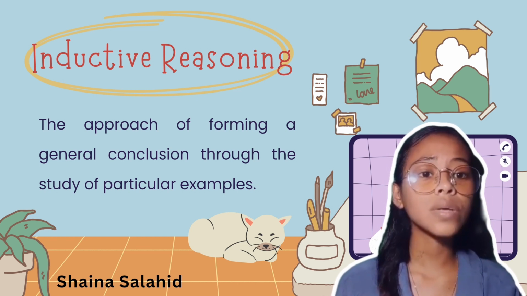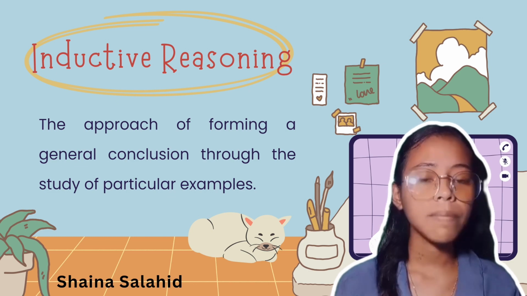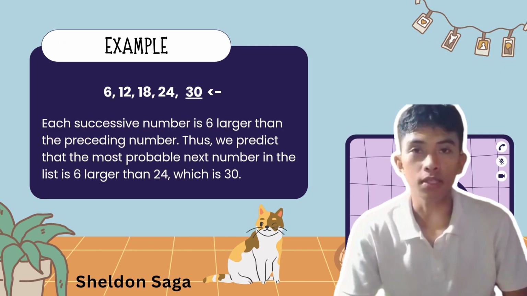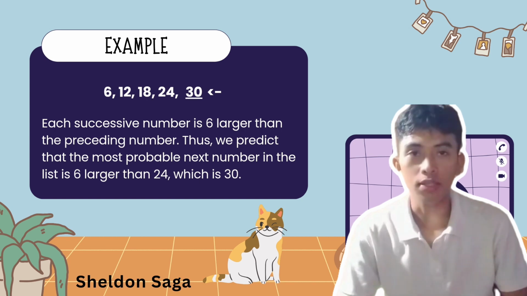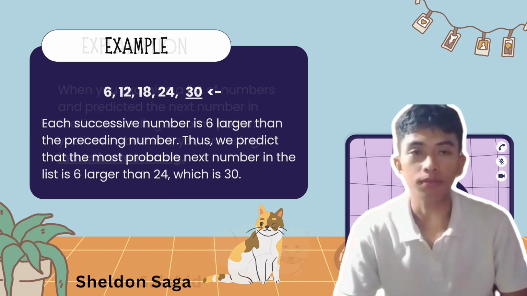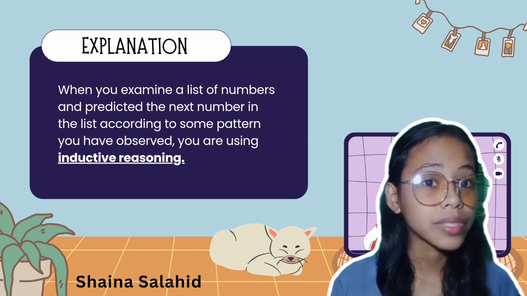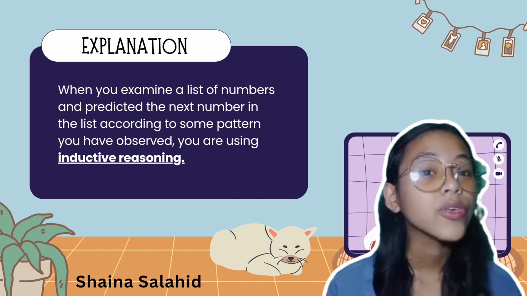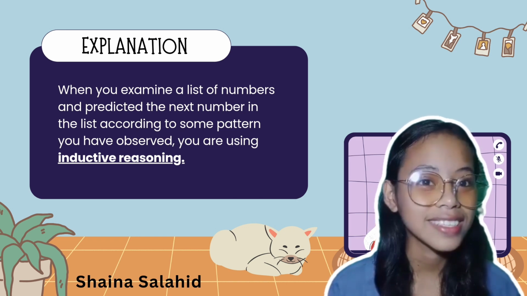Inductive reasoning is the approach of forming a general conclusion through the study of particular examples. Inductive conclusions are frequently referred to as conjectures because they may or may not be true. Example: 6, 12, 18, 24. What's next? 30. Each successive number is 6 larger than the preceding number. Thus, we predict that the most probable next number in the list is 6 larger than 24, which is 30. When you examine a list of numbers and predict the next number according to some pattern you have observed, you are using inductive reasoning.